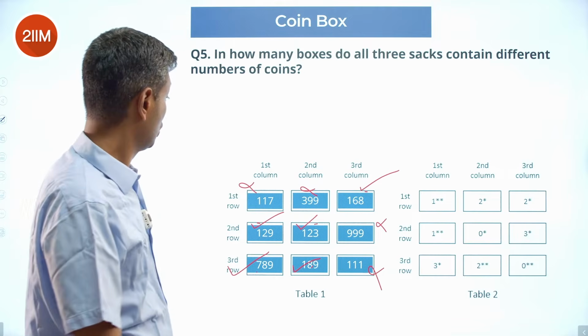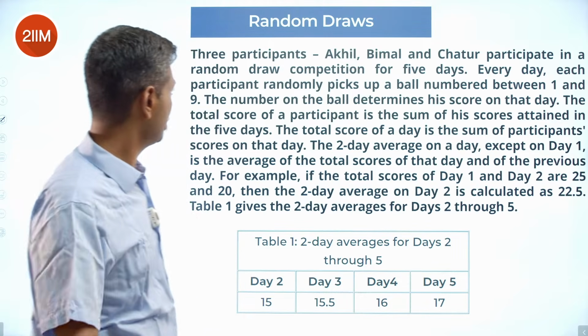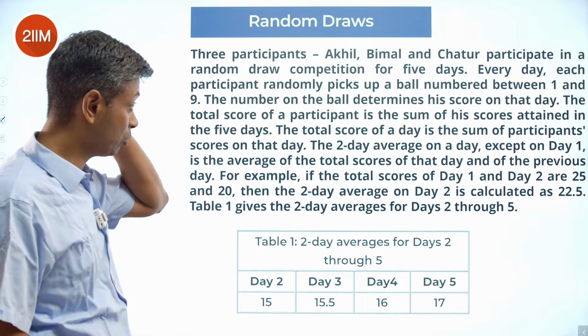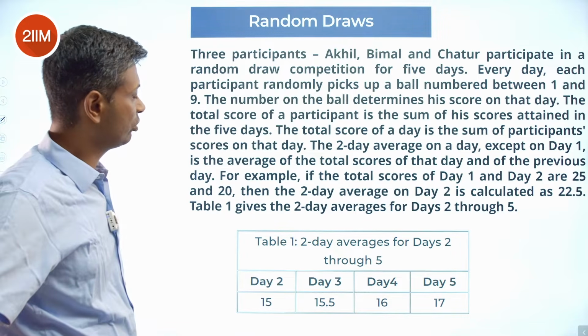Yeah, 5 different sacks. 3 participants, Akhil, Bimal and Chatur, ABC, participate in a random draw competition for 5 days. Every day, each participant randomly picks up a ball numbered between 1 and 9. The number on the ball determines his score on that day.